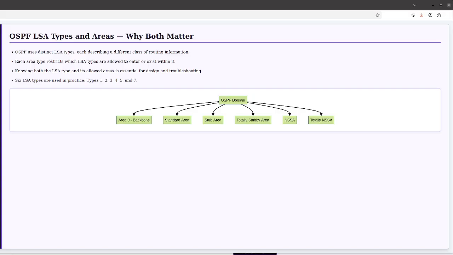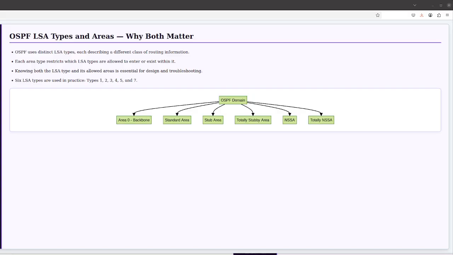Open Shortest Path First does not simply flood a single type of routing information across the entire network. Instead, it uses several distinct link state advertisement types, each with a specific scope and purpose, and it restricts which link state advertisement types can enter certain area types. Understanding both what each link state advertisement carries and where it is allowed to travel is essential for designing and troubleshooting Open Shortest Path First networks.